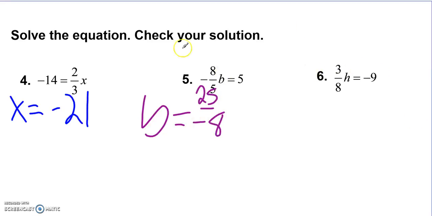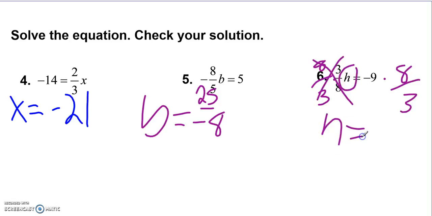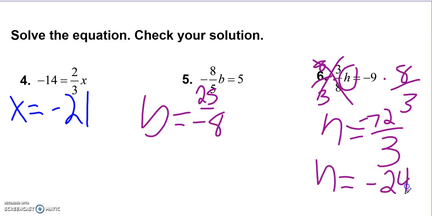Okay, same thing with this one. So multiply by 8/3. It crosses out, we have our h left. h equals negative 9 times 8 gives me negative 72, and then divided by 3 will give me, let's think, negative 24.